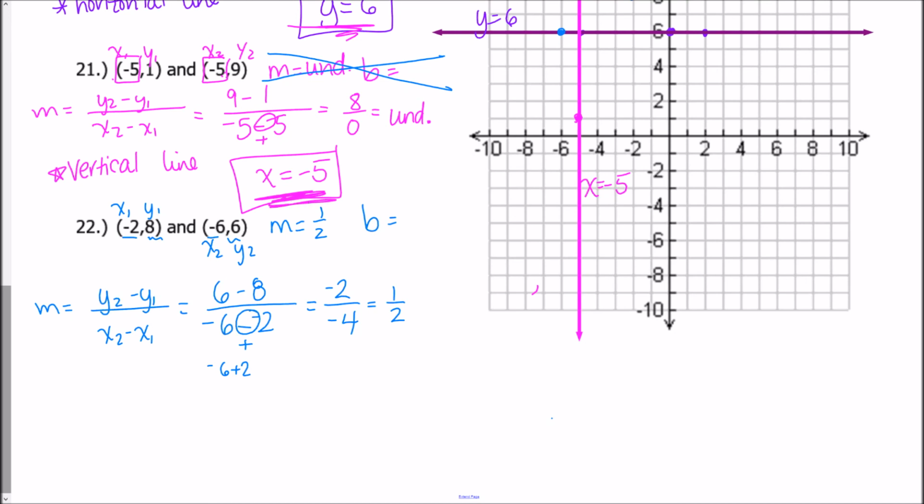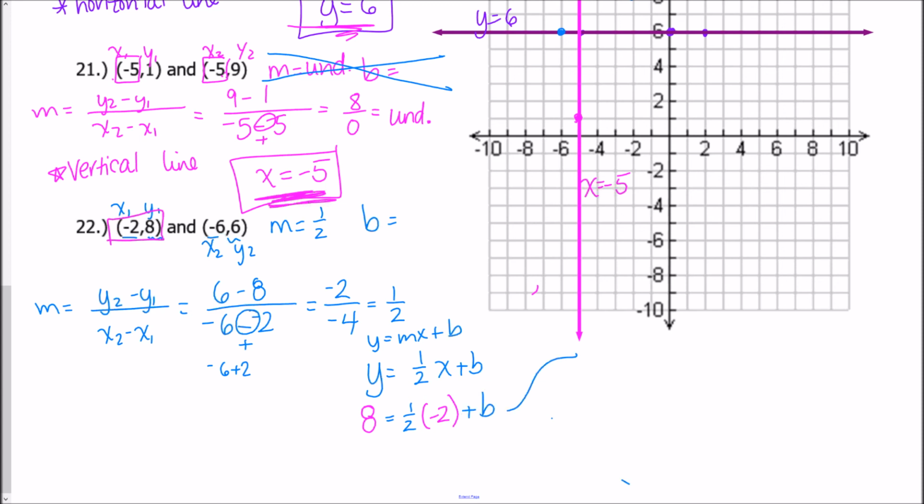Now to find the b, all I have to do is use my equation y equals 1/2 x plus b, because my equation generally is y equals mx plus b. I'm going to plug in my points right here. So I'll use -2, 8. So I'll plug in 8 for y. So I get 8 equals 1/2. And then I will plug in -2 for x. And then I have this plus b right here.